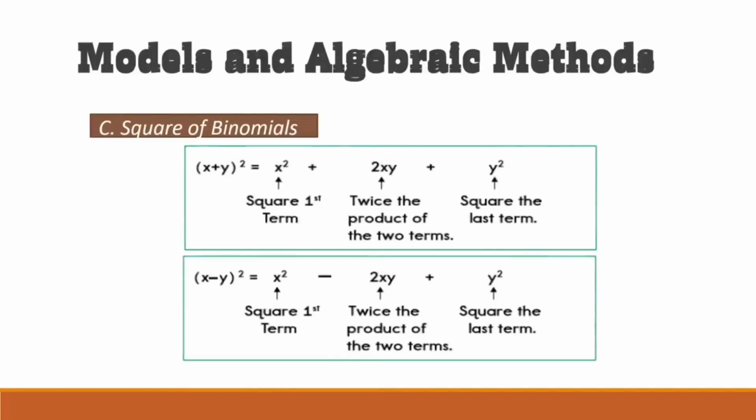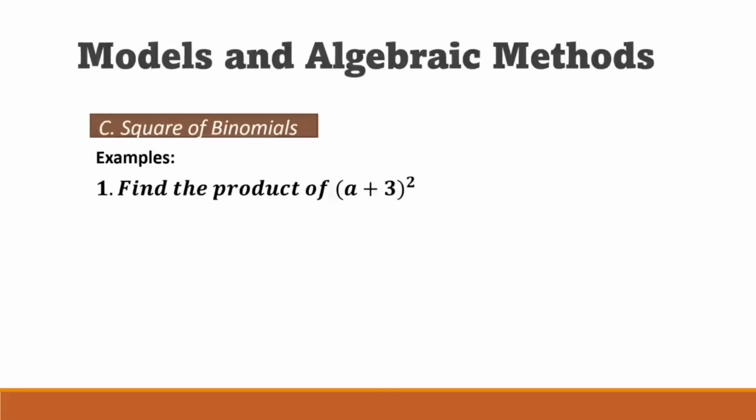So here are our models. When we have this example, x plus y, the quantity squared, if the binomial is squared, you just have to square the first term, plus twice the product of the two terms, plus the square of the last term. However, if it is subtraction, so we have x minus y, the quantity squared, the only difference is that the sign of the second term is negative. Okay, let's look at the examples.